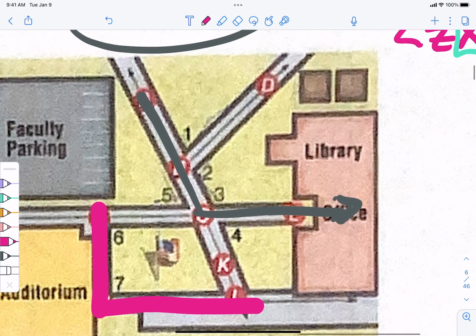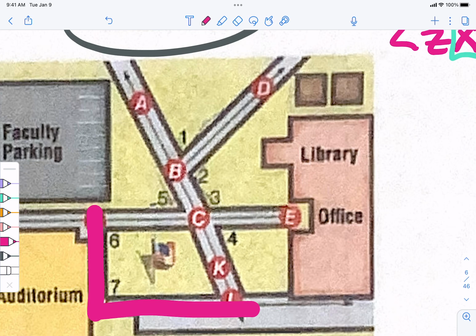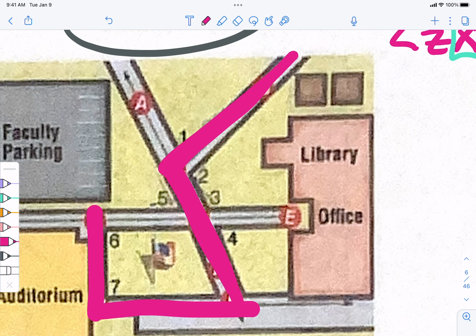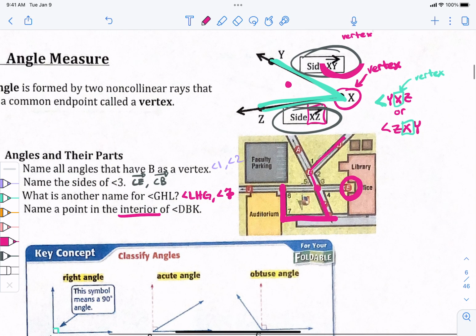All right, so name a point that is in the interior of angle DBK. This angle right here. What point is inside of DBK? E. 3 is not a point. 3 is an angle. Somebody said this morning they said C. C is on the side of DBK, so C is not in the interior, C is on the line. So it has to be point E. Does that make sense? It has to be point E.